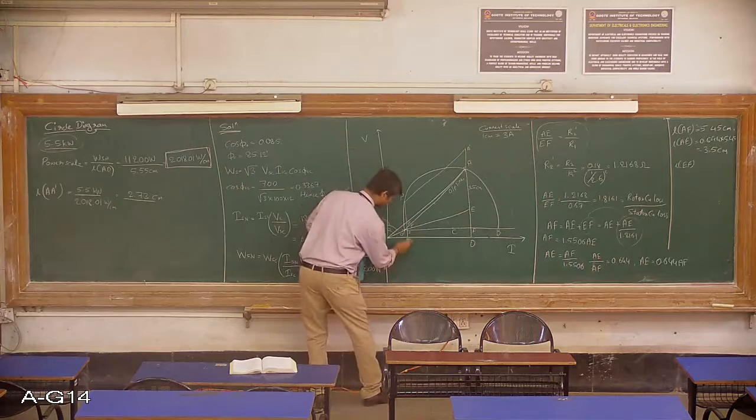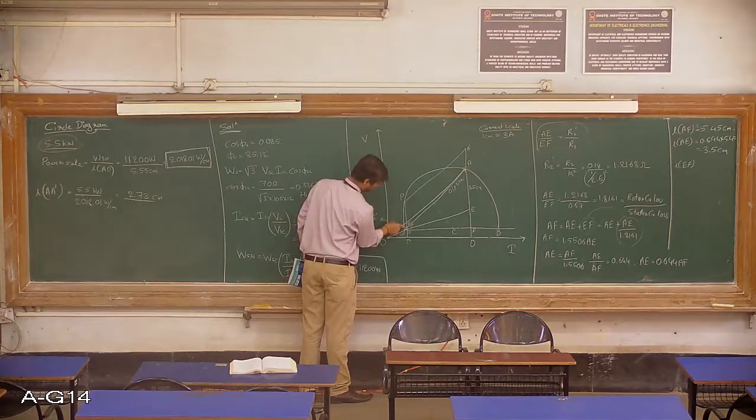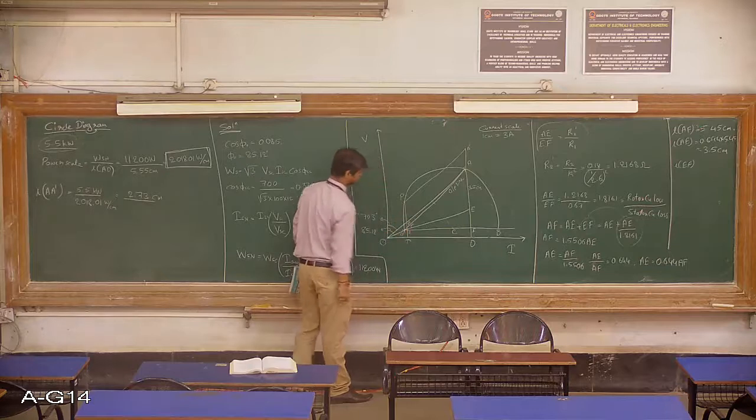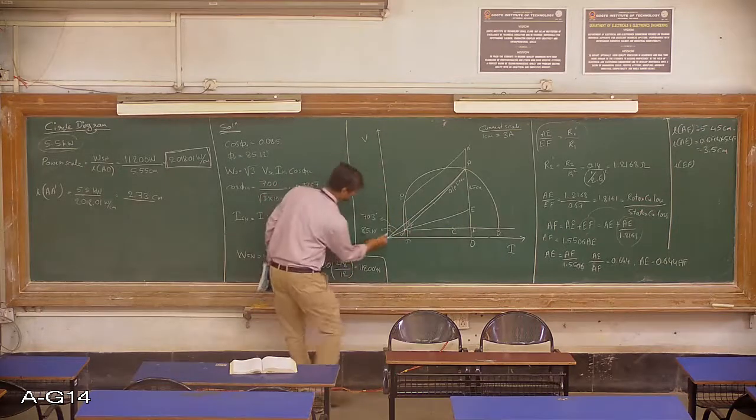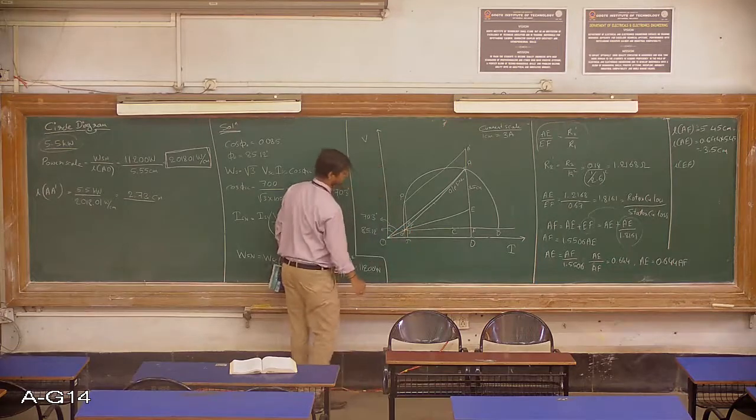And the point of intersection with the horizontal axis is T. Okay, Q, R, S and T.